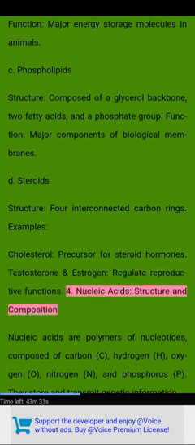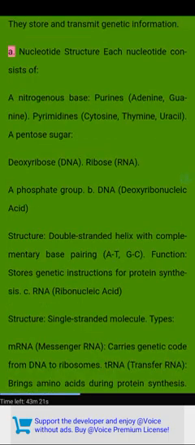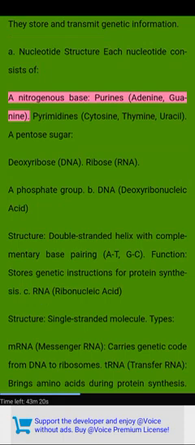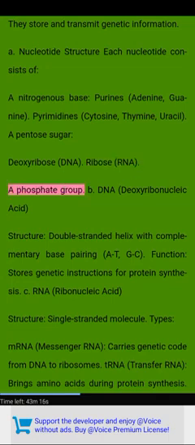4. Nucleic acids, structure and composition. Nucleic acids are polymers of nucleotides, composed of carbon C, hydrogen H, oxygen O, nitrogen N, and phosphorus P. They store and transmit genetic information. A. Nucleotide structure. Each nucleotide consists of a nitrogenous base, purines, adenine, guanine, pyrimidines, cytosine, thymine, uracil, a pentose sugar, deoxyribose in DNA, ribose in RNA, and a phosphate group. B. DNA, deoxyribonucleic acid.